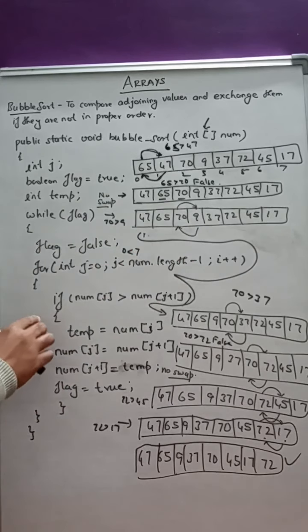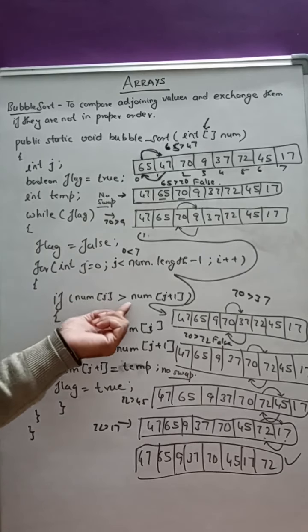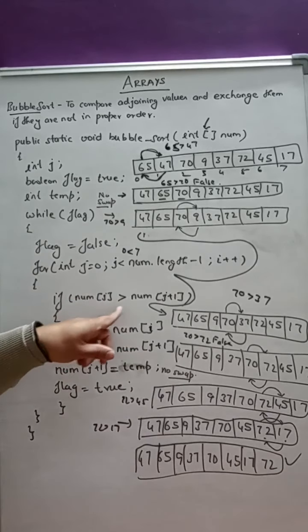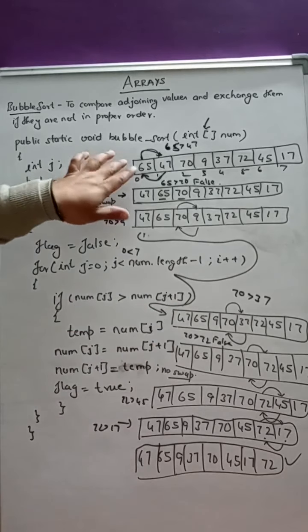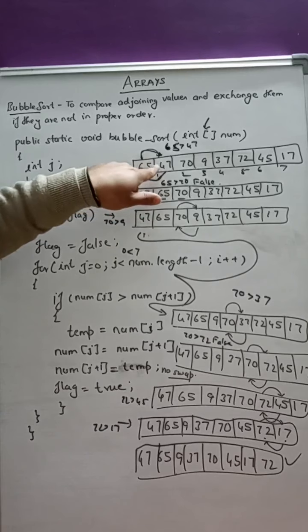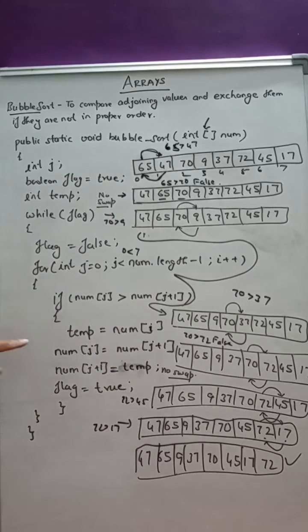Inside this for loop we have an if, and in the if, num of 0 greater than num of 1 will be compared. So the element at the 0th index and the element at the first index will be compared. Like in this case, you can see that 65 is greater than 47. So 65 is greater than 47, and in this case the swapping will occur.